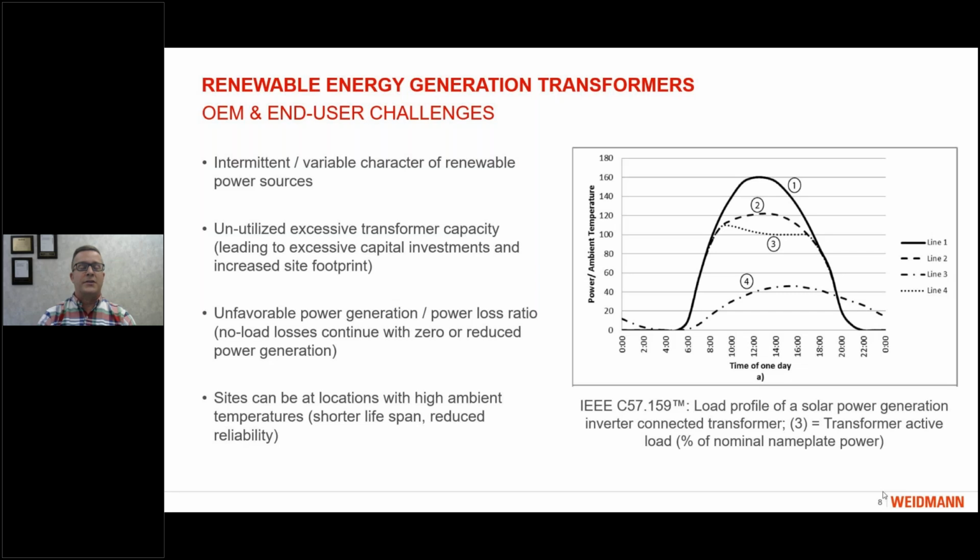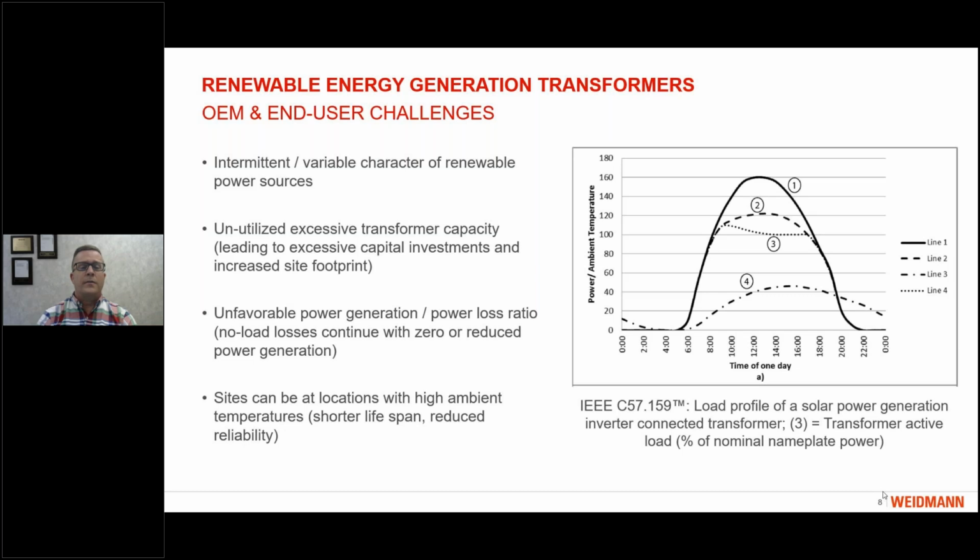So there's a lot of on and off, so to speak, character to the load that these transformers see. And typically, currently, to deal with that kind of a variable load, these transformers are designed with quite a bit of extra capacity, and so there's oftentimes some excessive capital investments and a bigger footprint needed in order to deal with that.